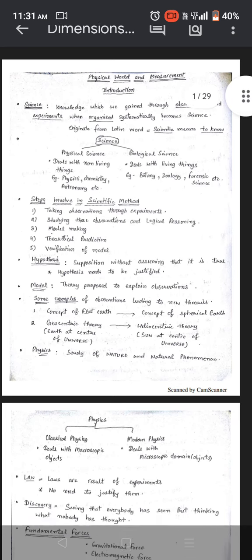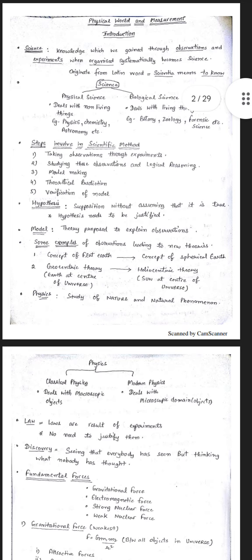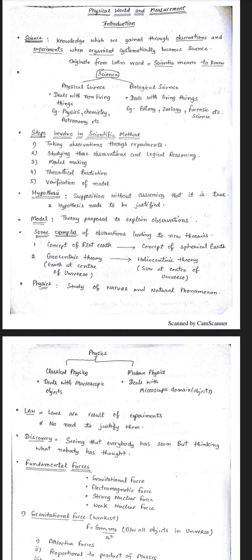So there are some steps involved in the scientific method. First is taking observation through experiments. When we are doing some experiments, we have to take some observations. So taking the observation through experiment is the first step. Then studying these observations and logical reasoning is the second step. Third is model making. Fourth is theoretical prediction. You have to predict. And in the fifth step you have to verify, so there is a verification of the model.